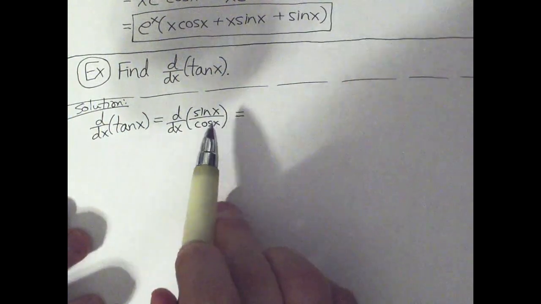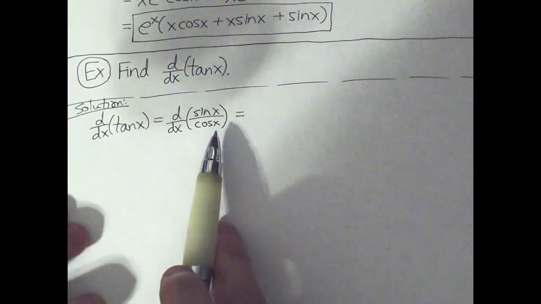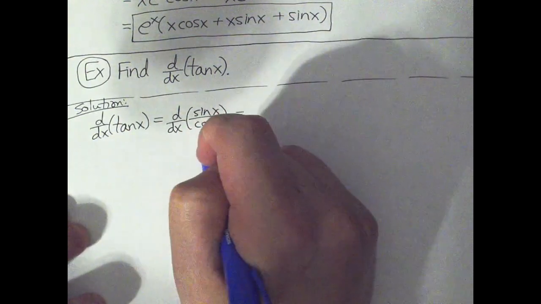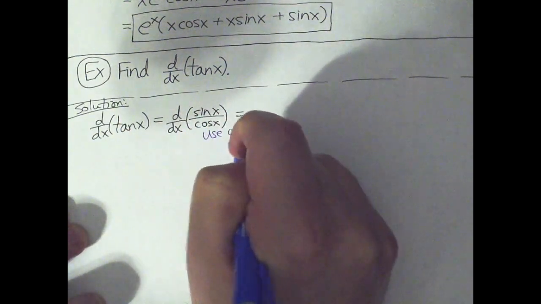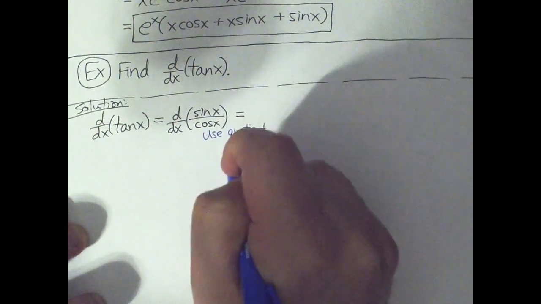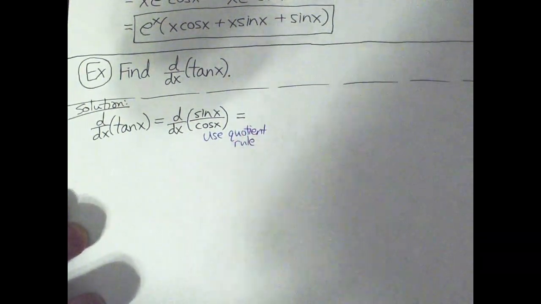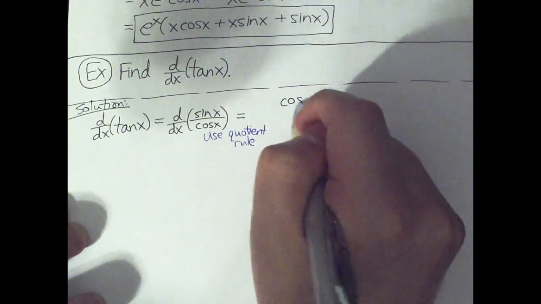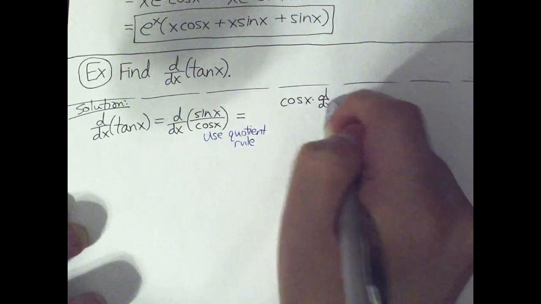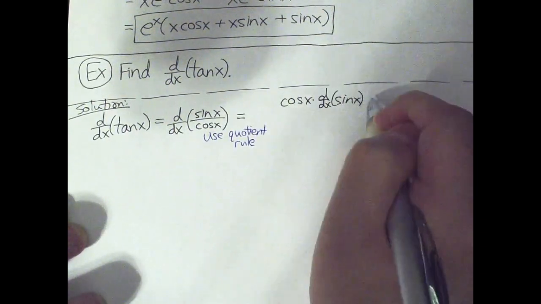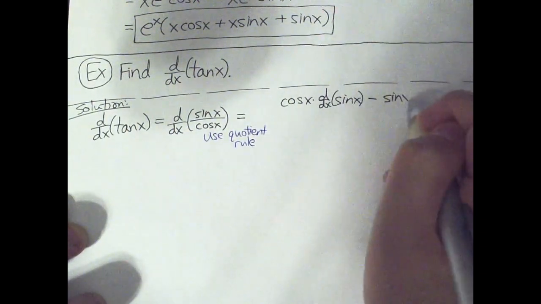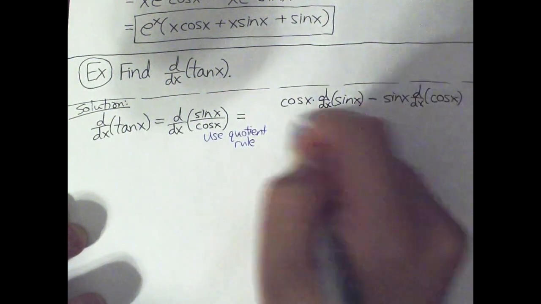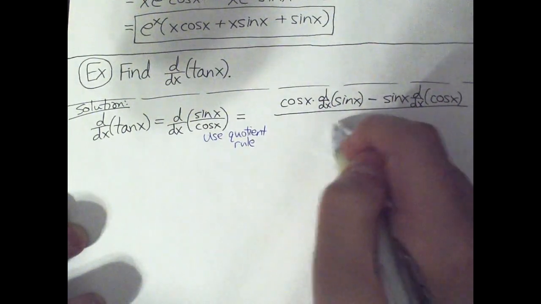Okay, so hopefully what I was hoping you would think of is the quotient rule. This is definitely a quotient. Use quotient rule, right? So we have a function on top, a function on the bottom. So let's go. Bottom function times derivative of the top function minus the top function times derivative of the bottom. All of that is over the bottom function squared.